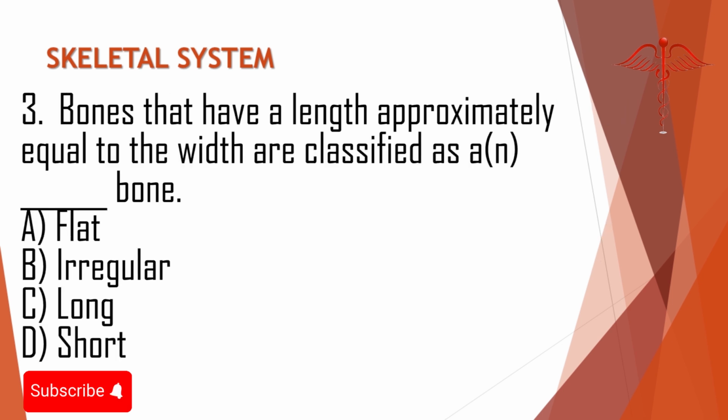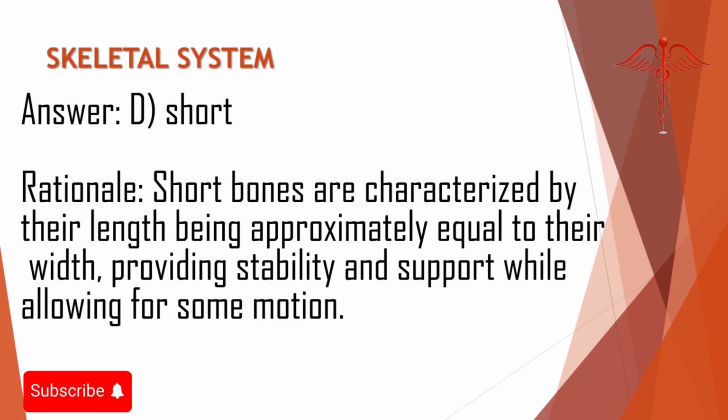3. Bones that have a length approximately equal to the width are classified as what bone? A. Flat. B. Irregular. C. Long. D. Short. Answer: D. Short. Rationale: Short bones are characterized by their length being approximately equal to their width, providing stability and support while allowing for some motion.